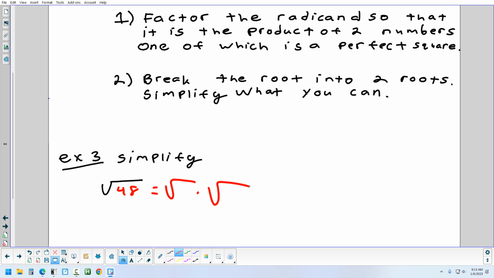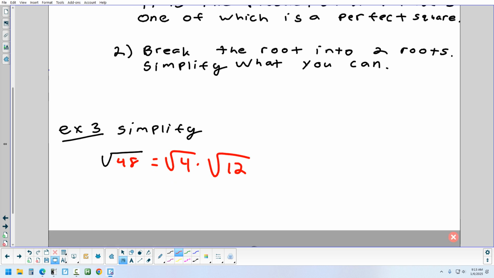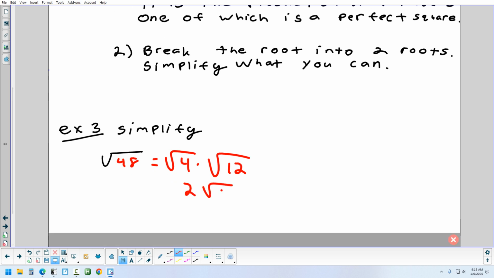Yeah? 12 and 4. Okay, we can do 12 and 4. We can start with that and see what happens. And what's the square root of 4? 2. Now, because 4 wasn't the biggest perfect square that goes into 48, you end up with something that needs to be reduced again. Okay. So now let's reduce 12.